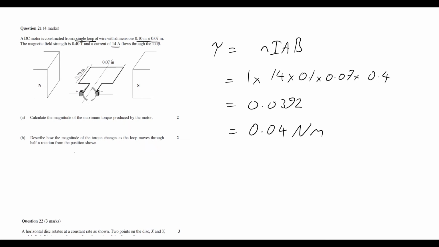So now on to part B. Describe how the magnitude of the torque changes as the loop moves through half a rotation from the position shown. So we should be somewhat comfortable looking at this diagram and recognizing how the torque works here. So if I wanted to graph this out, I might say that my torque is going to be on the y-axis, and our angle is going to be on the x-axis here. So what we see is that we will start from a maximum, and then we'll start heading down, and then we'll start turning back up. And then that is 1/2 rotation.